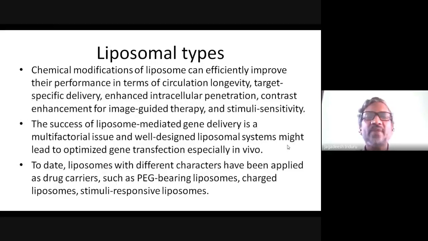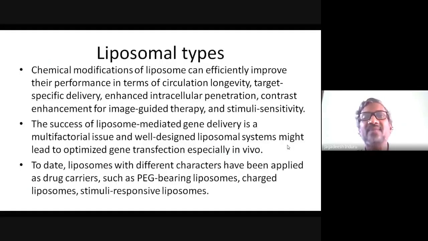So the chemical modification of the liposome can efficiently improve their performance in terms of circulation longevity. This is actually very important. Even if it is leaching out and diffused out of your cell membrane and circulating within the blood, it has a longer duration of action. Again, they may have the chance to be taken up by similar cells, and they increase the efficiency. This is one. And target specific delivery.